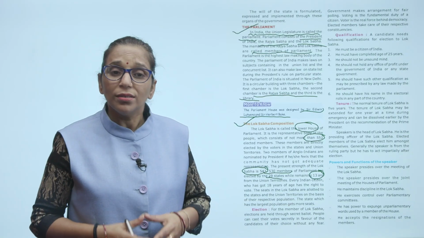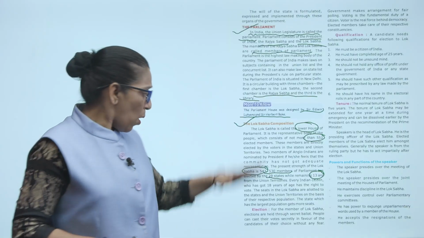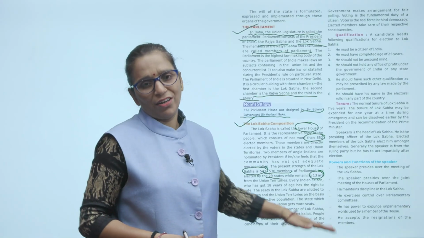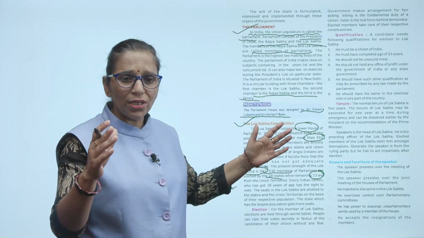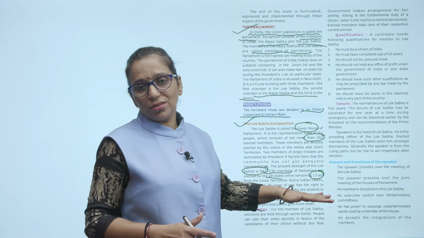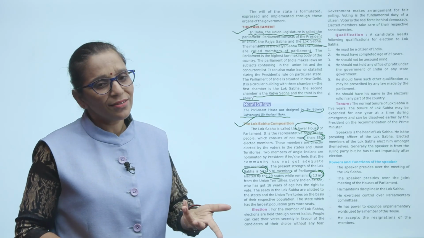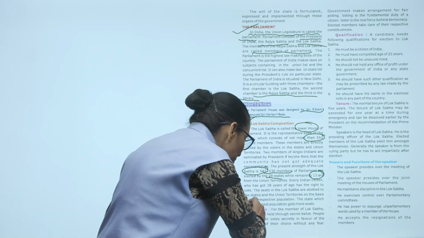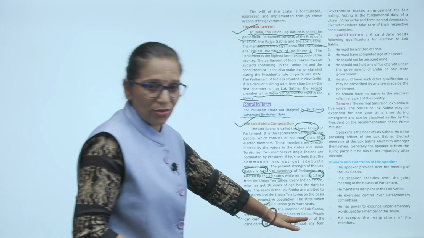to cast their vote. The seats in Lok Sabha are allotted to the states and union territories on the basis of their respective population. The state which has the largest population gets more seats to contest the election, and those with less population get fewer seats. Elections for the members of Lok Sabha are held through secret ballot.